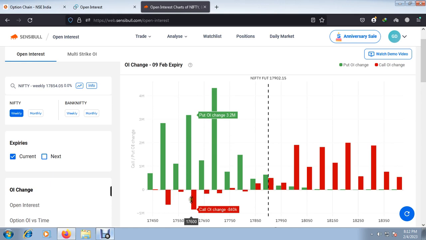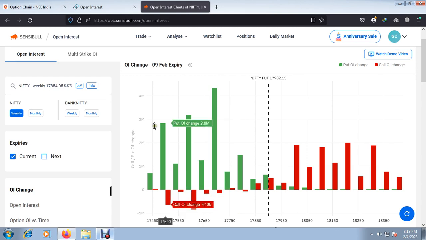And here you can see in the downside some red bars going down. It means that these call writers are exiting. Whenever they are making any new position, the bar will be on the upside, meaning the open interest is increasing. But whenever they are exiting, meaning closing their positions, it will decrease, meaning it goes to the downside. So here we can see that the call writers are doing some short covering.